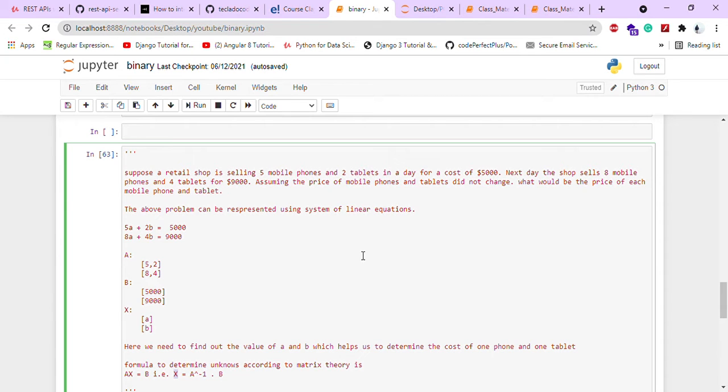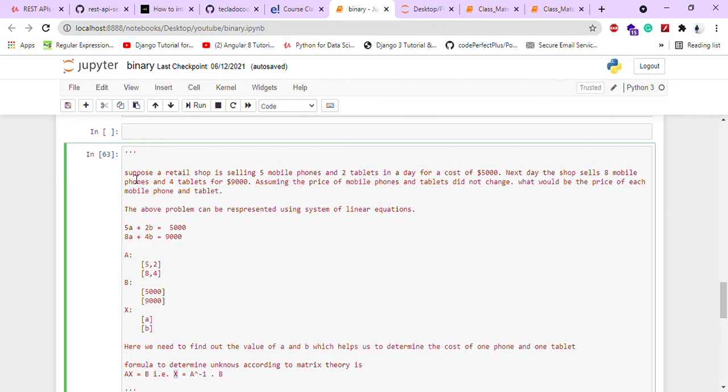Hi everyone. Today I just want to give you a real-time example of using NumPy for linear equations. Right now in my Jupyter notebook, you can directly see the question I picked from Google. So here is my question.